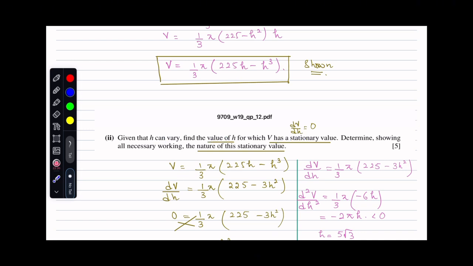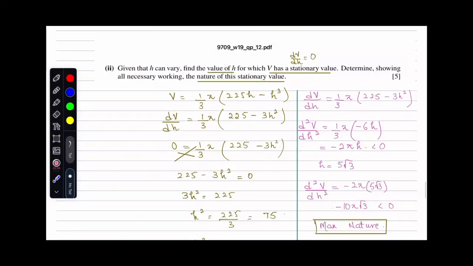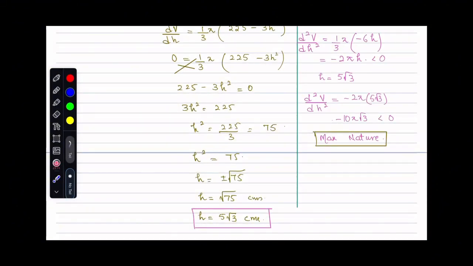So I have v, which is 1 by 3 pi times 225 h minus h cube. dv by dh then shall be equal to 1 by 3 pi times the derivative of 225 h, which is 225, and h cube becomes minus 3h square. Stationary value, this becomes 0. The first derivative becomes 0, meaning pi by 3 gets eliminated because of the 0 value here. 225 minus 3h square shall be equal to 0 then. Or I can say 3h square equals 225, or h square equals 225 divided by 3, which equals 75.